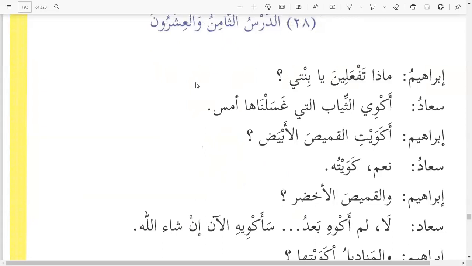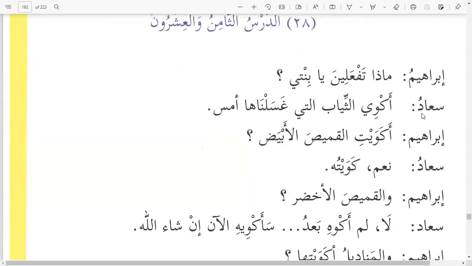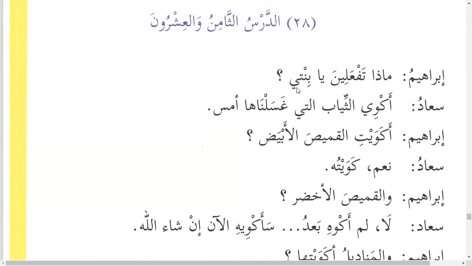So ad-darsu al-thaminu wal-ishruna, lesson number 28. We have Ibrahim and Su'ad. Ibrahimu, ماذا تفعلين يا بنتي? What are you doing, oh my daughter? Yeah, taf'alina. So we know this is the only exclusive form of the verb which is used for the second person feminine mukhatab. When you're talking to a second person feminine, then we use the ina sound, taf'alina. Binti, so that's why I say my daughter.